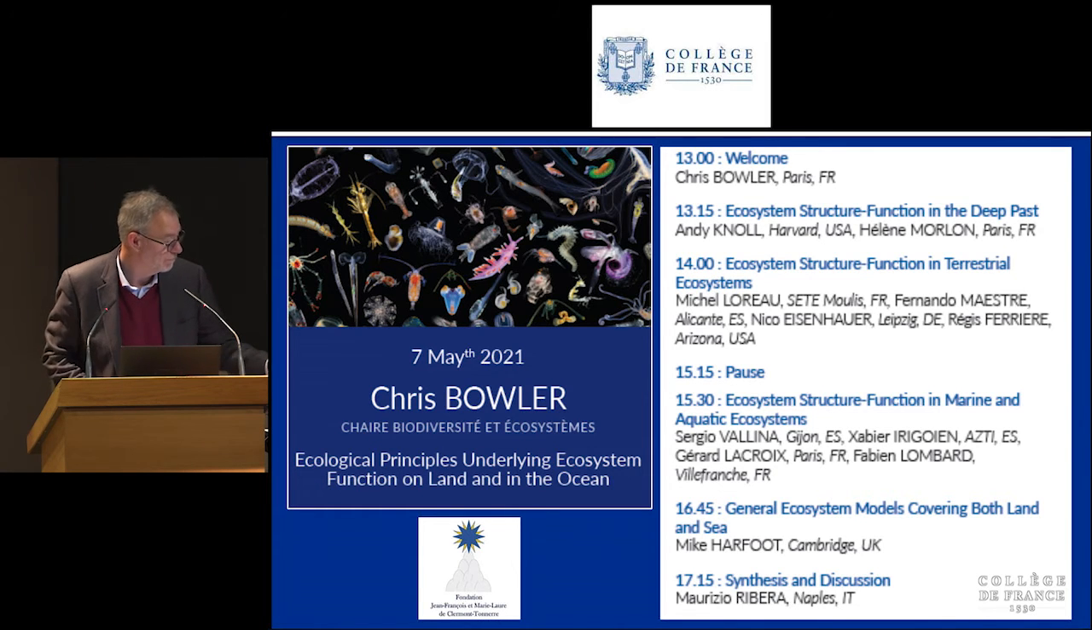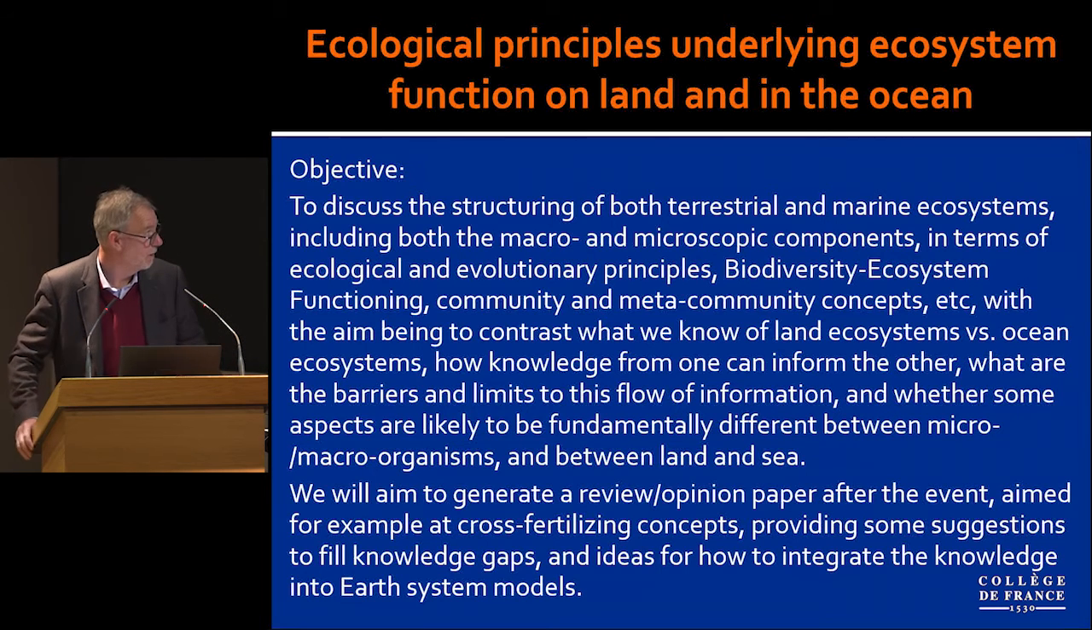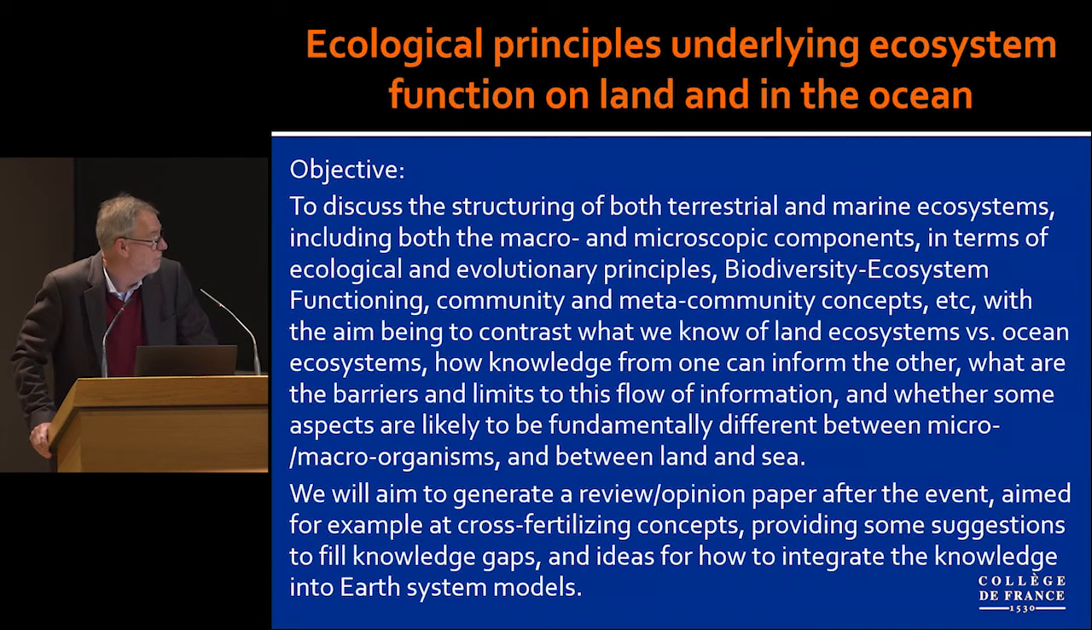So basically the objectives of the workshop, you've seen this before, it's in the notes, is to discuss the structuring of both terrestrial and marine ecosystems, including both the macro and the microscopic components, in terms of ecological and evolutionary principles, biodiversity, ecosystem functioning, BEF, community and meta-community concepts, and so on. With the aim being to contrast what we know of land ecosystems versus ocean ecosystems, and also how knowledge from one can inform the other.